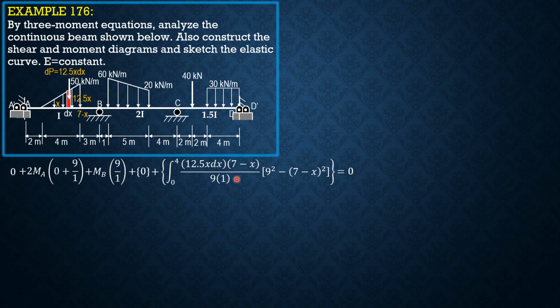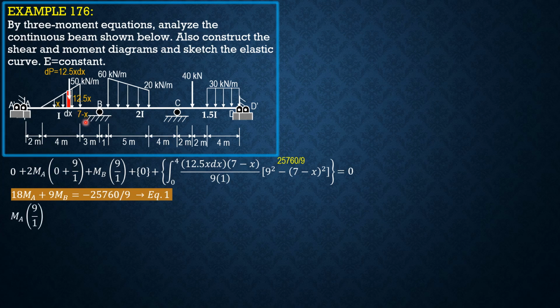The value of this integral is, using your calculator, 25760 over 9. Simplifying, 18MA plus 9MB equals negative 25760 over 9. Call that equation 1. We then apply the three-moment equation on spans ABC.